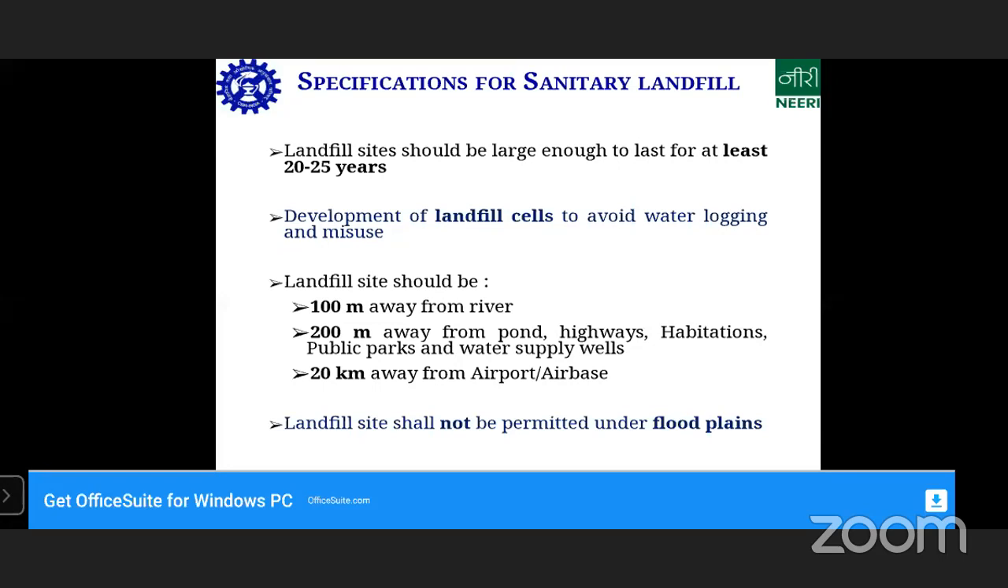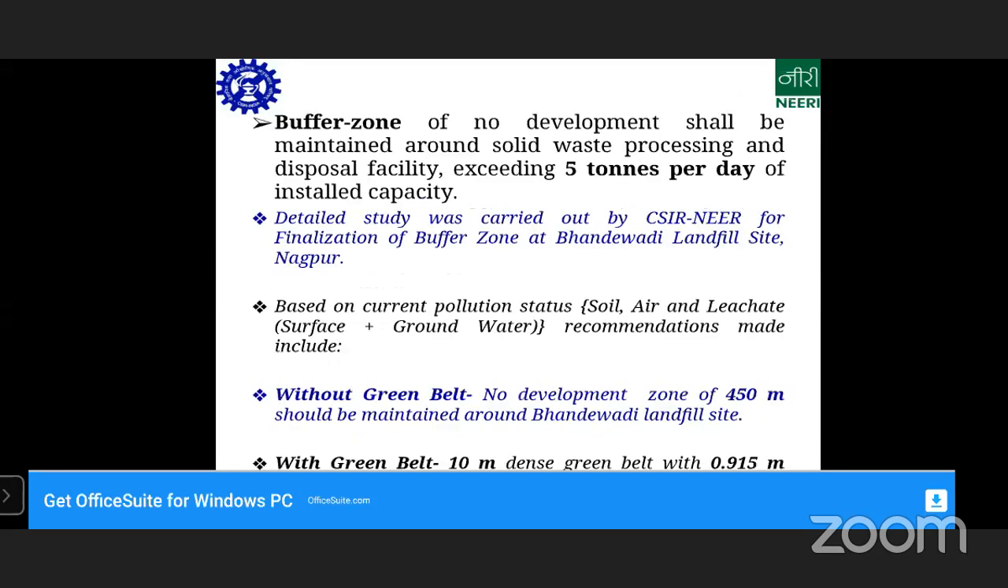Because ultimately, as we saw, something like 45-50% of the waste comes to the landfill after everything. So this is very important. Also, a buffer zone needs to be created. That is very important. There is a buffer zone created in Nagpur for the landfill site called Bandewadi landfill. A similar buffer zone has to be created for each and every landfill so that the contamination doesn't go outside of that, and it has to be monitored regularly in the buffer zone.